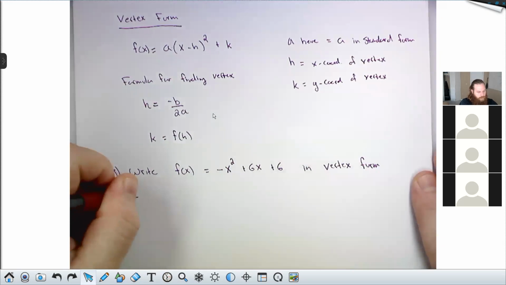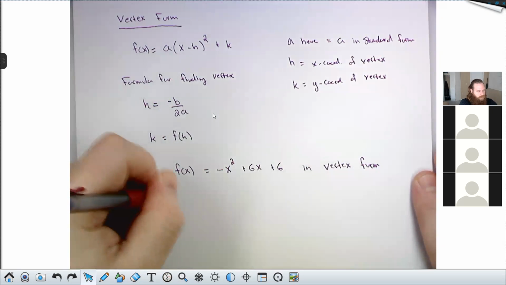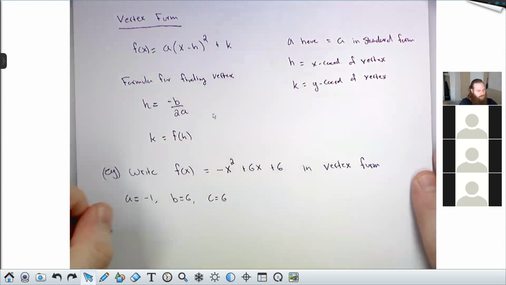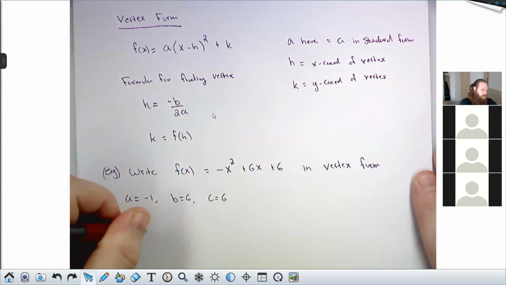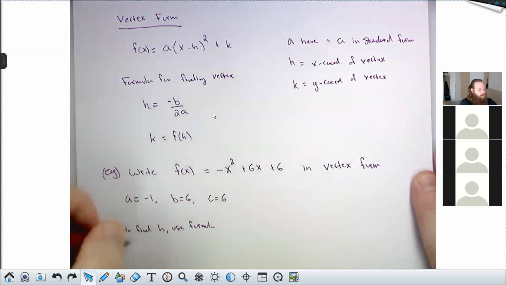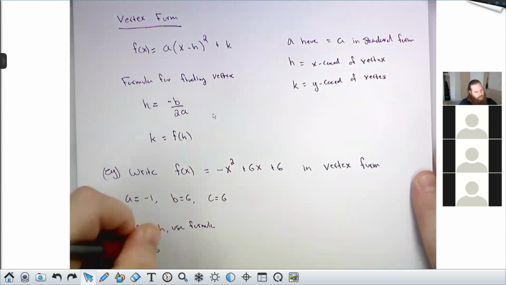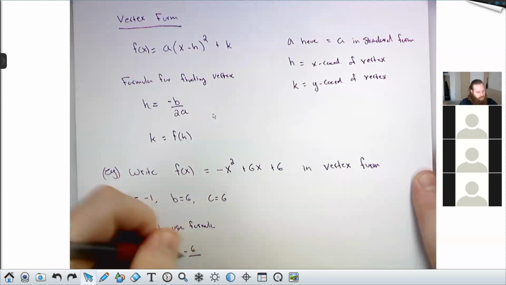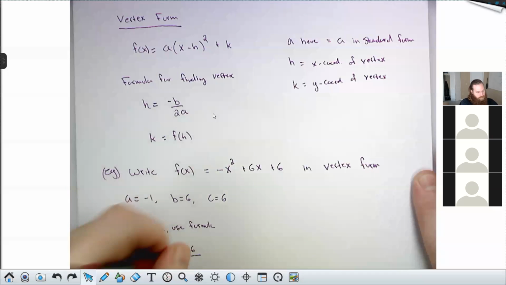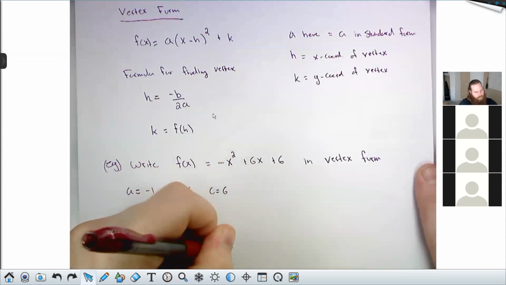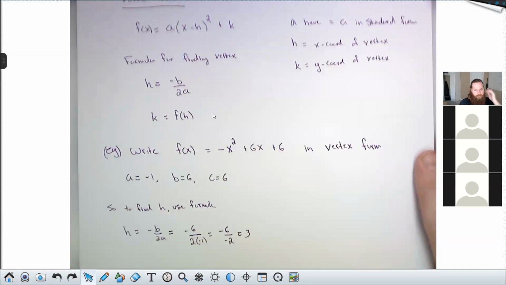So I'll write down what a, b, and c are. a is -1, b is +6, and c is also +6. So to find h, use the formula. h equals -b over 2a, which is the negative of b, that's -6, divided by 2 times a, which is -1. So that's -6 over -2, which is +3.